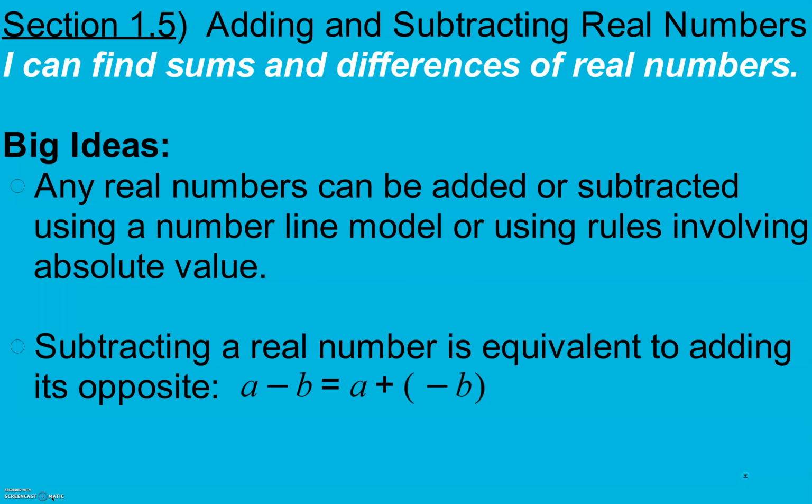Section 1.5 is adding and subtracting real numbers. I can find sums and differences of real numbers. Big ideas here. Any real numbers can be added or subtracted using a number line model or using rules involving absolute value. Subtracting a real number is equivalent to adding its opposite.